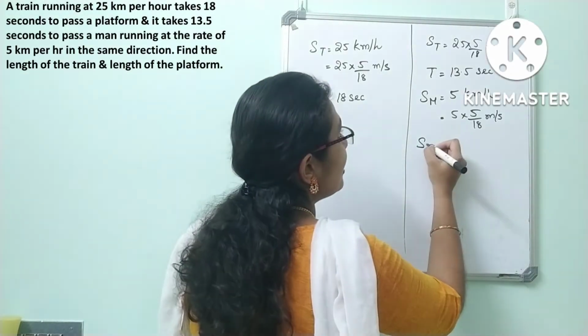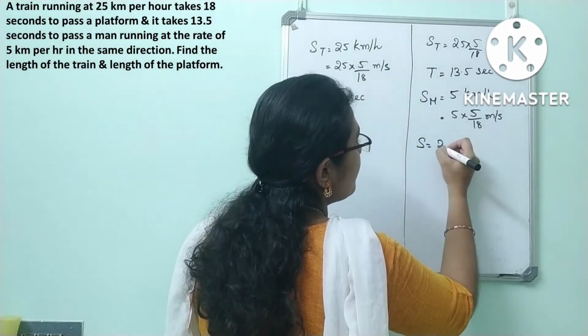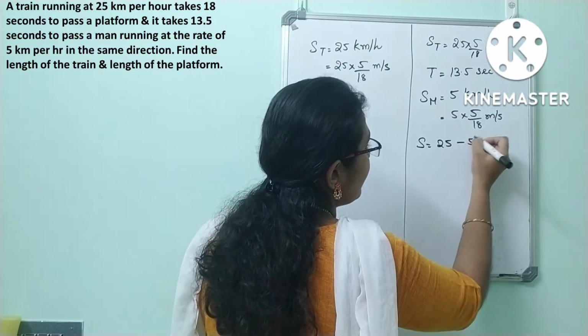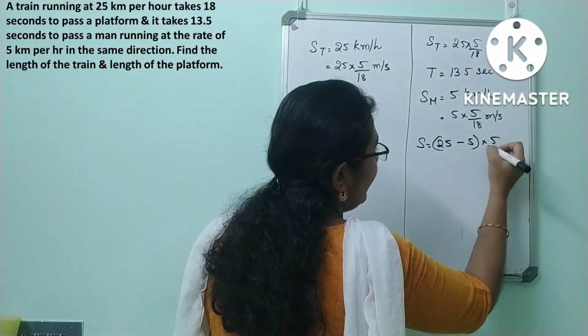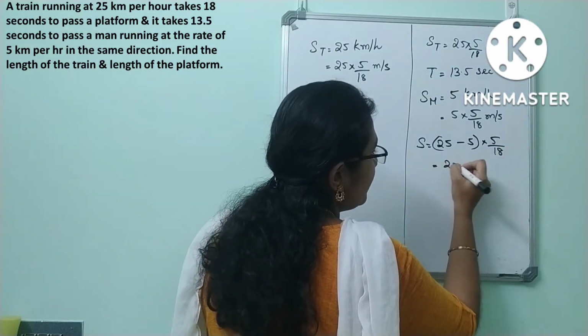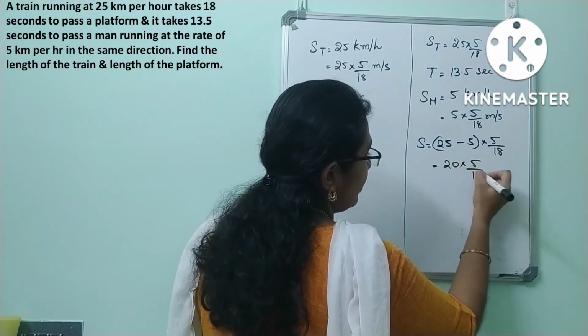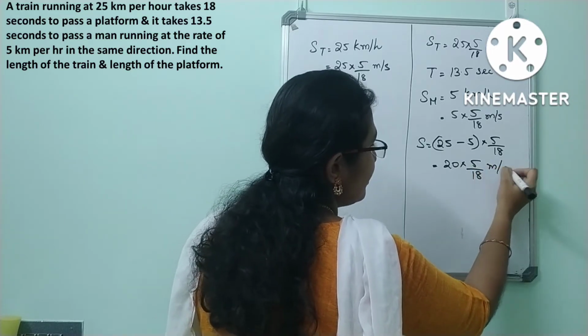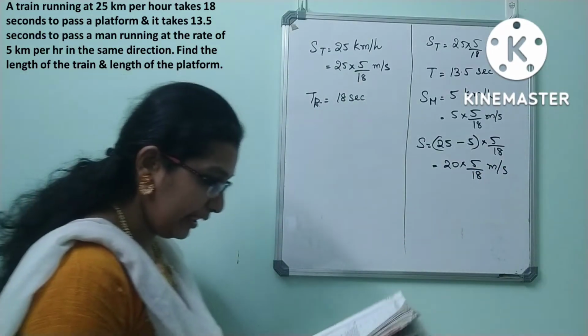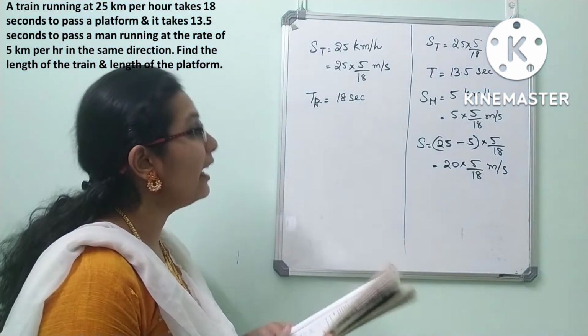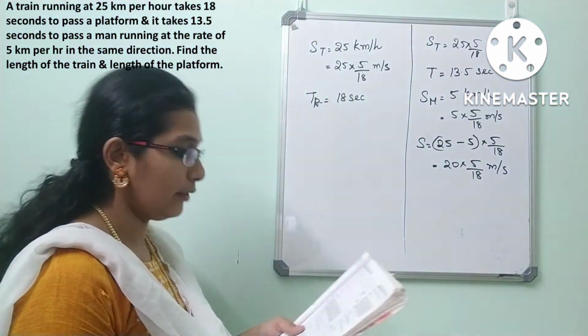So speed here is 25 minus 5 into 5 by 18, correct? Which is 20 into 5 by 18. So keep it like this. This is nothing but the speed. Now what we have to find? We'll have to find the length of the train and length of the platform.